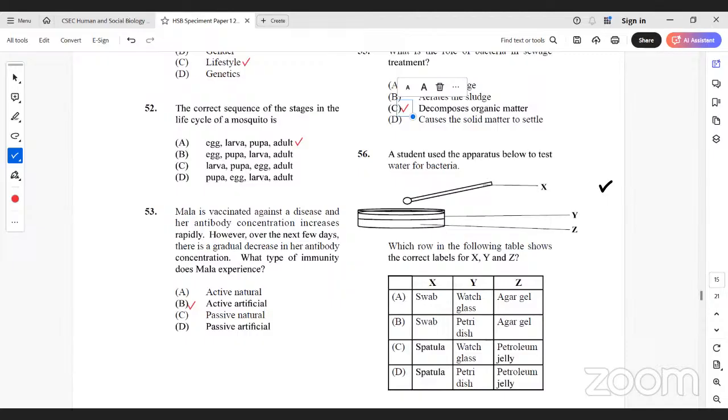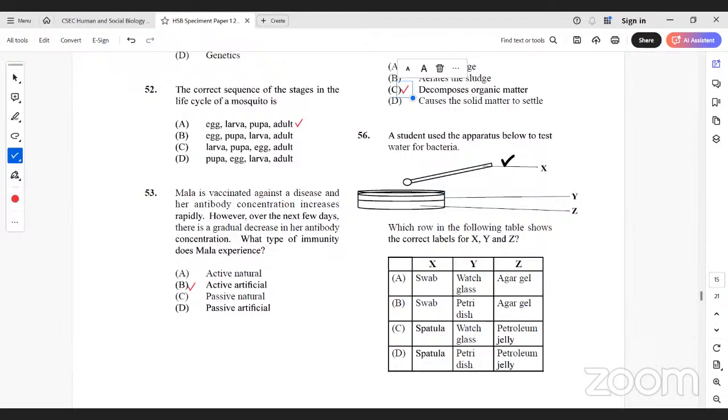56. A student uses the apparatus below to test water for bacteria. This X could be a loop or a swab. In this case, they are using swab as the word. The loop has a circle, like if you want to blow bubbles, but this one has a very tight top. So it's a swab.